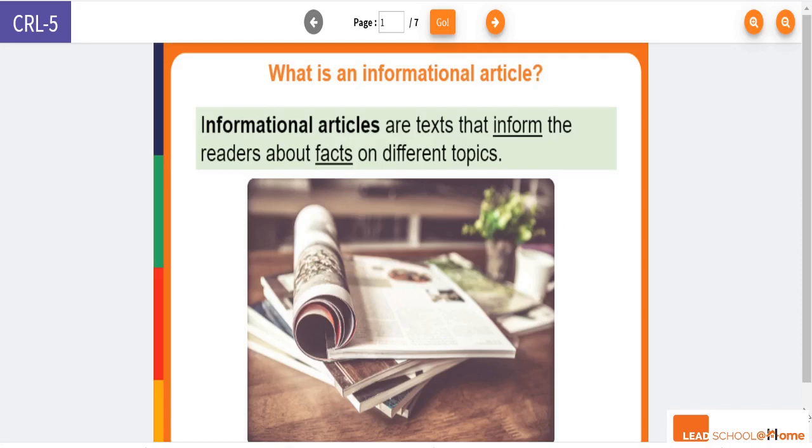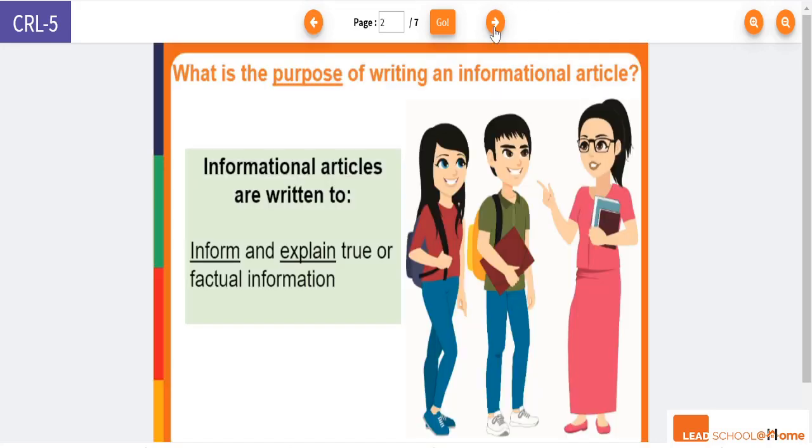Okay, so what is an informational article? It is nothing but a text that informs the reader about facts on different topics, right? Informational articles are texts that inform the readers about facts on different topics. And what is the purpose of writing an informational article? These are written to inform and explain true or factual information. These are not stories. These are not incidents that you explain. These are facts and they give us factual information. They inform and explain.